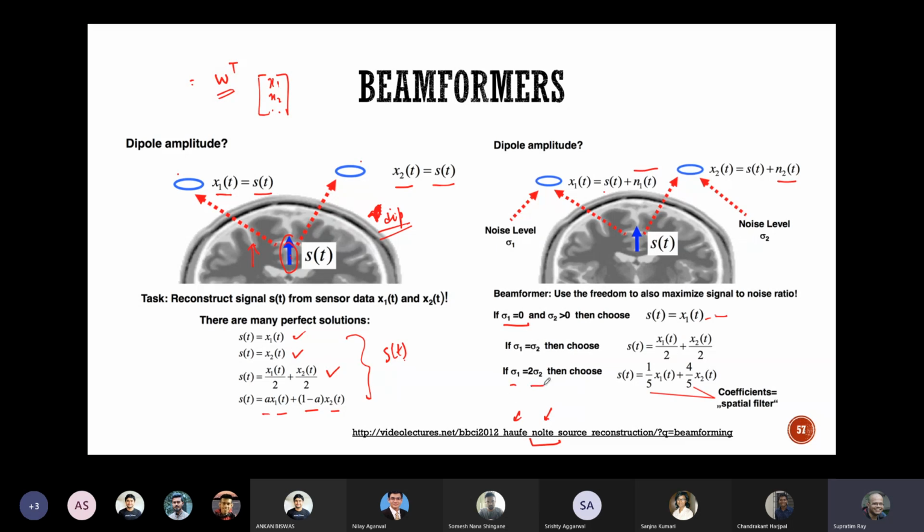If sigma 1 is twice of sigma 2, which means electrode 1 is twice as noisy, then I'm going to have a solution that looks like this. You might be wondering where this is coming from. This is the noise level, so the variance is the square of that. So I'm just dividing by the total variance, which is 1 plus 4, which is 5, and now the relative ratio depends on the noise level. The second electrode, because its sigma is half of that, is now 4 times as much weighted as this one.